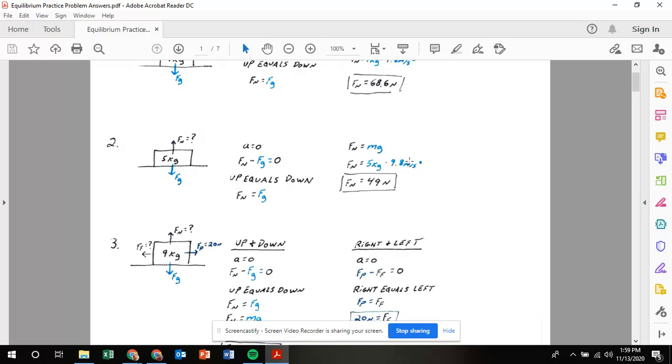Force of gravity is mass times g, which is 9.8. So 5 times 9.8 is 49 newtons.